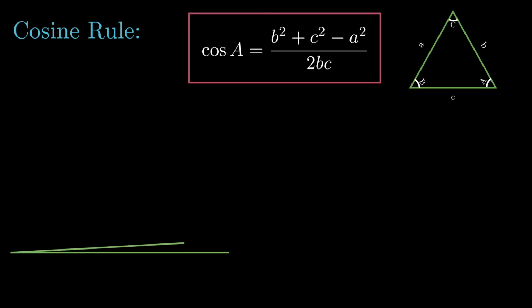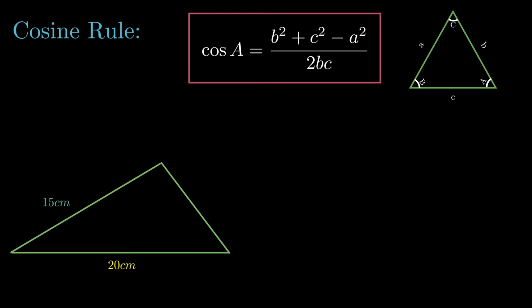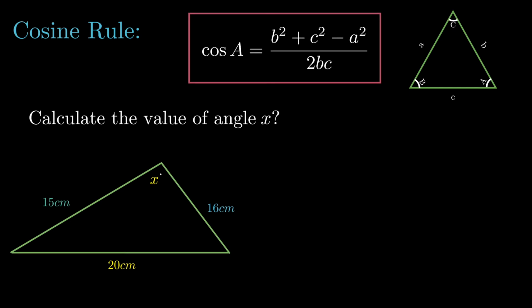First, let's construct a triangle. In this triangle, we have lengths of 20 centimeters, 15 centimeters, and finally the last length is 16 centimeters. And then we have angle x degrees. The question is, calculate the value of angle x. So the angle we're trying to figure out is x, so that's going to be our A in this instance. If x is the capital letter A, the side a will be 20 centimeters, and b and c can be either 15 or 16 centimeters. It doesn't matter which way you do it.